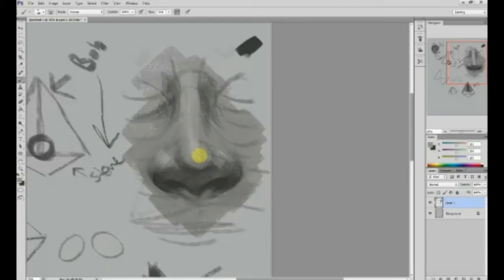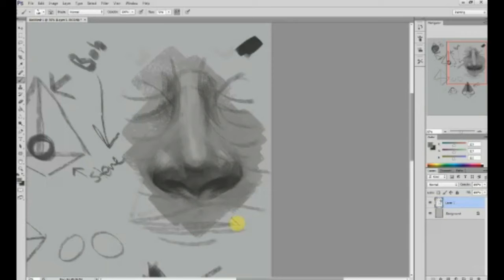And work with references. Right now I'm drawing a very generic nose, it almost looks like rhinoplasty, you know? But find some references and discover different ways. Essentially, every nose is broken down into Bob, Line, Steve, and Wife.